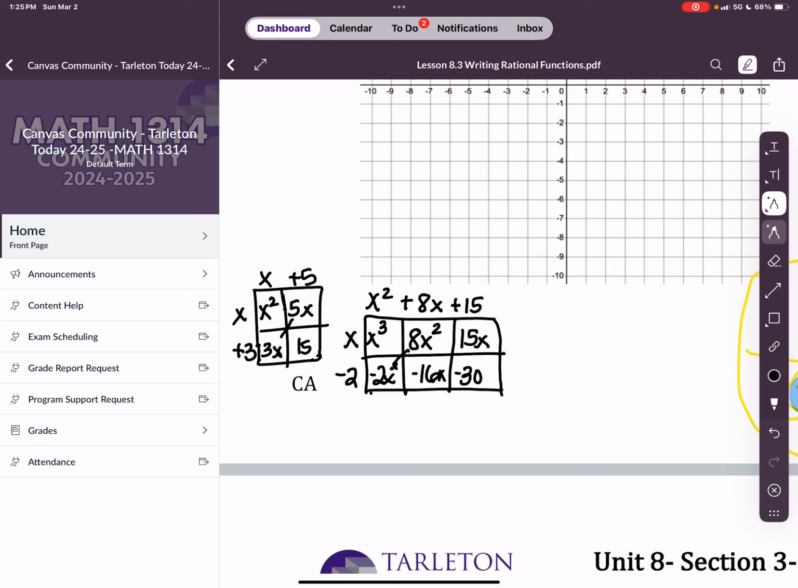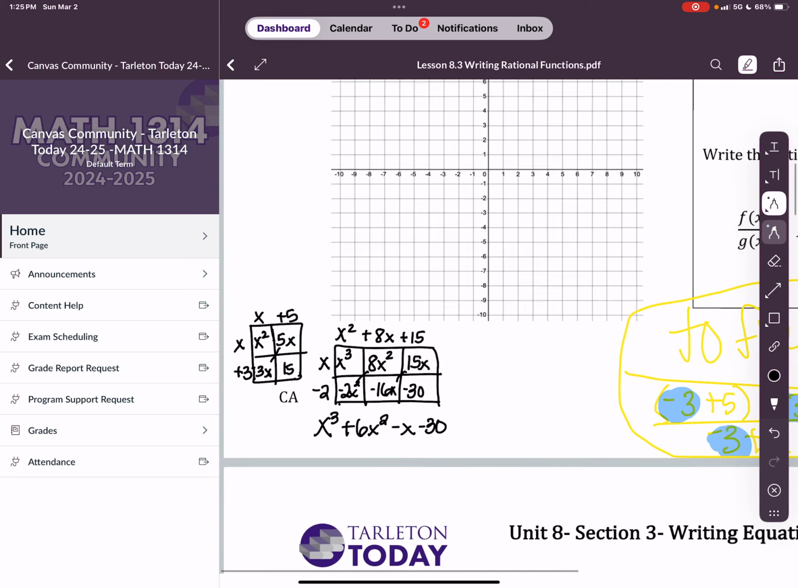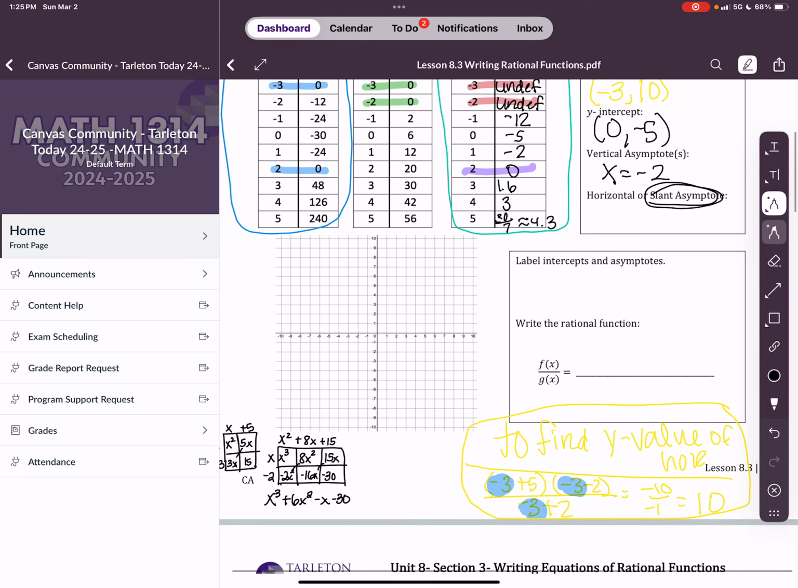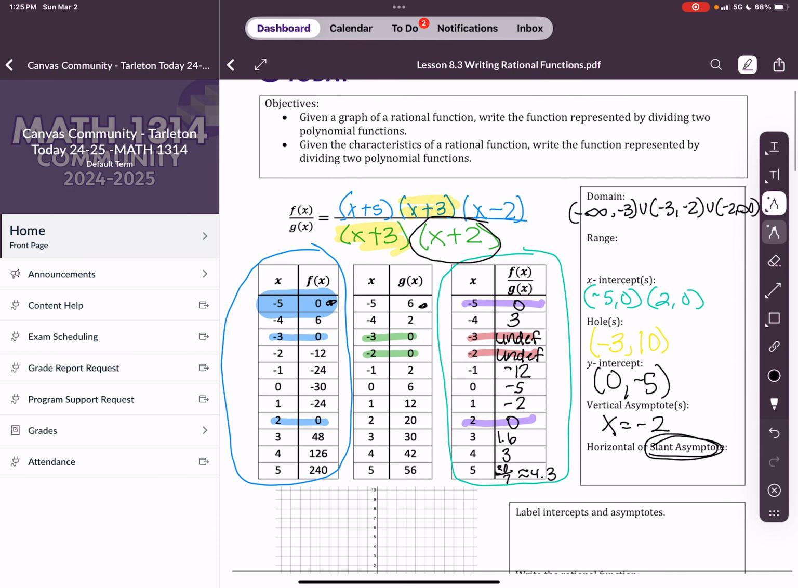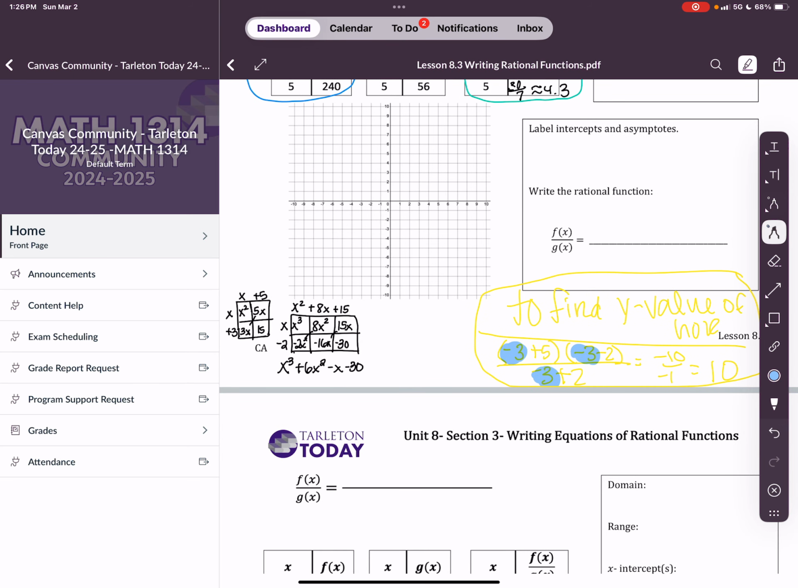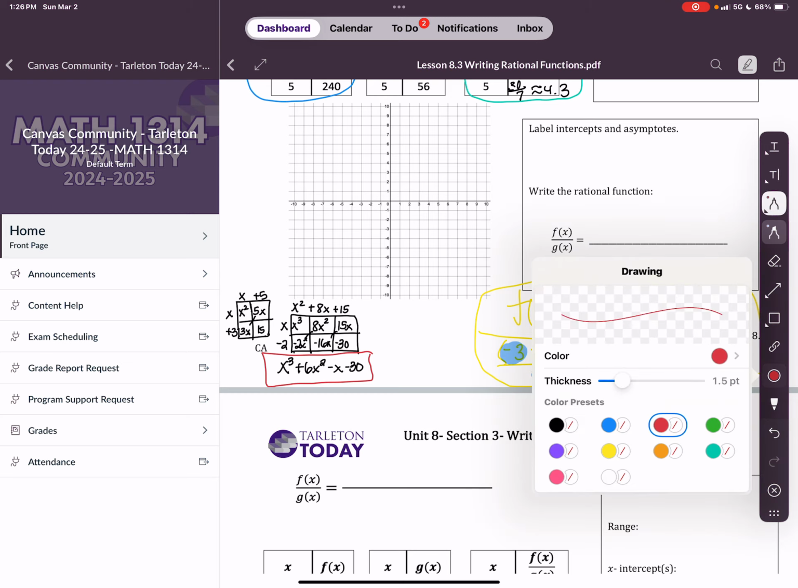All right, so now I'm just going to combine my like terms. So my numerator is going to be x cubed plus 6x squared minus x minus 30. Okay, that's going to be the standard form of my numerator. All right, now if you remember, we still have x plus 3 times x plus 2 on the bottom as my denominator. So I'm going to multiply that out. But before I do, I'm going to color code again to keep it straight for y'all. What I am boxing here in red is my numerator. Okay, so let me change my color back to black.